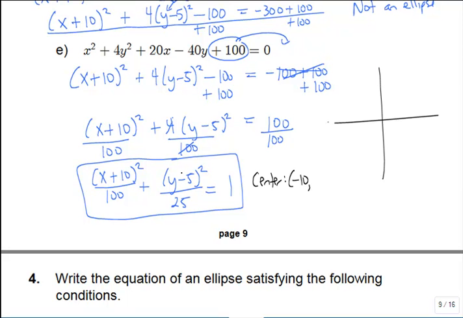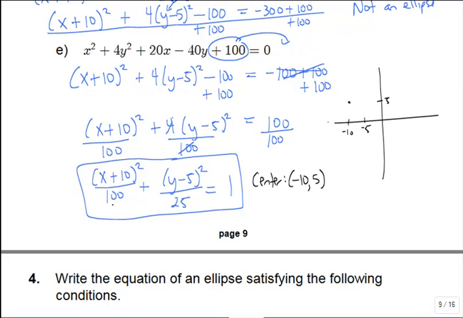And a minus 5 next to that y means we're actually going to shift up 5. So our new center is going to be at -10, +5. So put your dot right there. And now we want to figure out what our a squareds and our b squareds are.